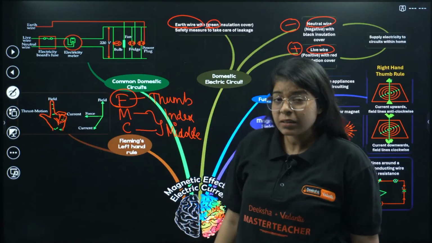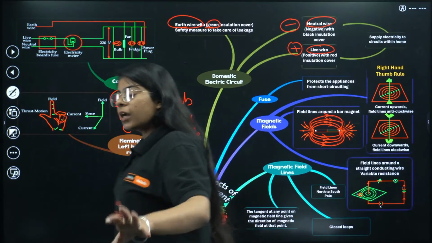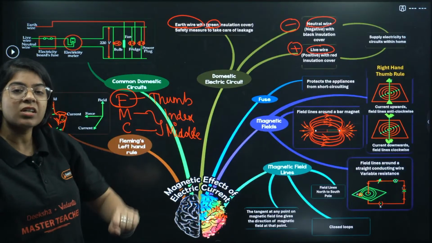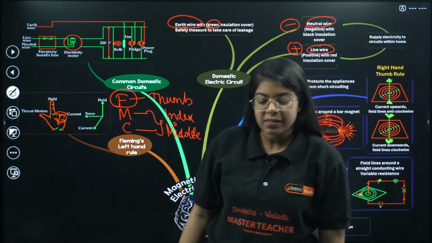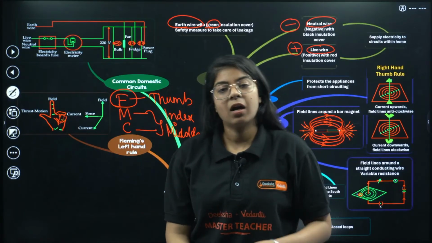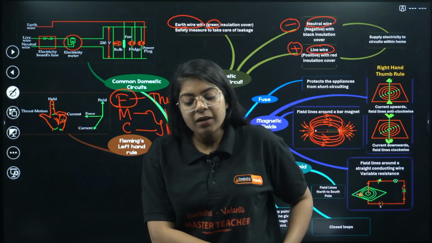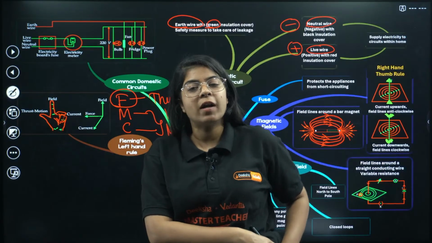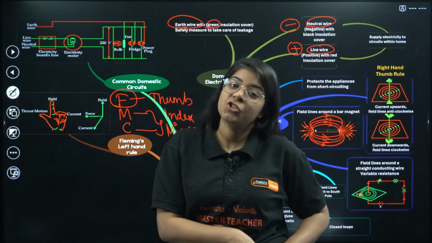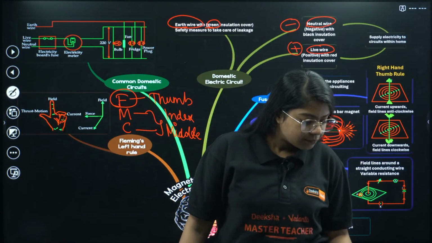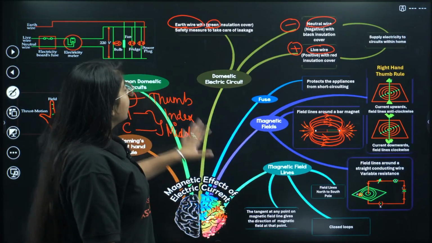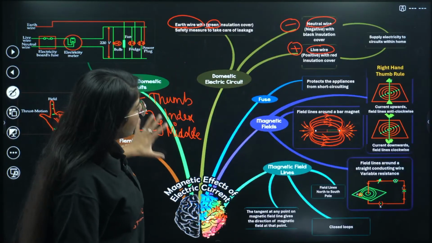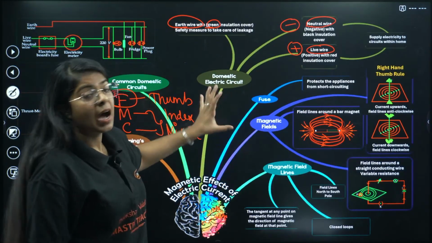What does this earth wire do? This earth wire takes all the excess charge from the metallic body of our appliances and passes it down to the earth. Correct? So that when we touch the metallic body of our appliances, we don't get any shock. Correct? Okay, moving on to the next. All this is just the basics of our chapter.